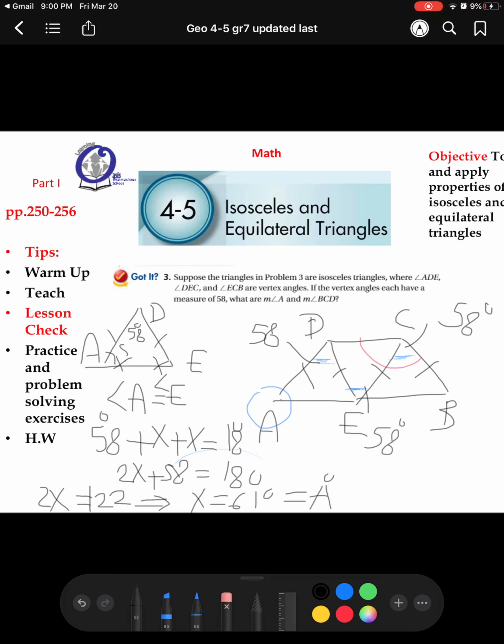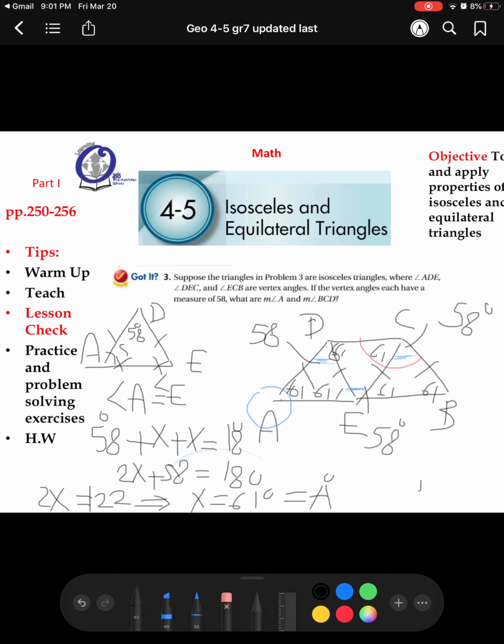Okay, so we found that A is 61, right? And this means that this angle is 61. And since the base angles are congruent, this is 61, and this is 61, and this is 61, and this is 61.